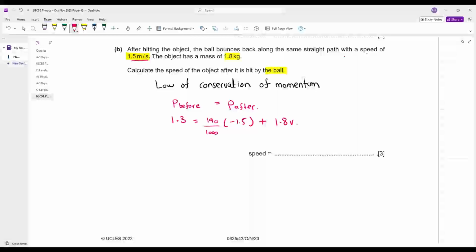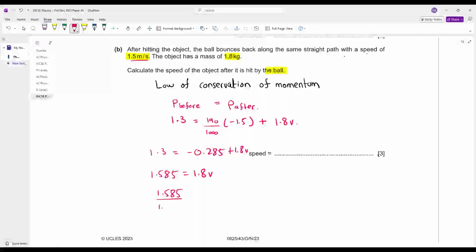Can you calculate the answer of v? Yes, easy. First of all, this becomes 1.3 equals negative 0.285 plus 1.8 v. Take it to the other side. This comes out to be 1.585 equals 1.8 v.